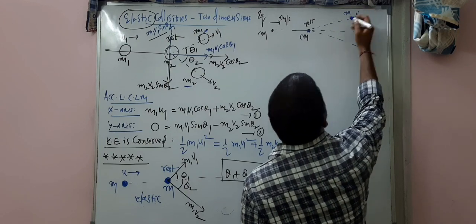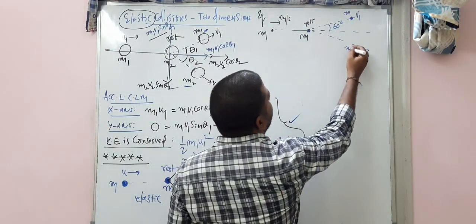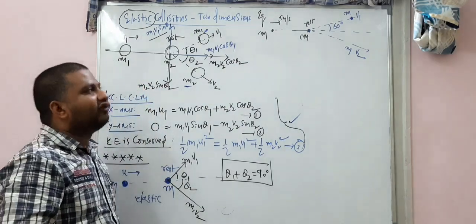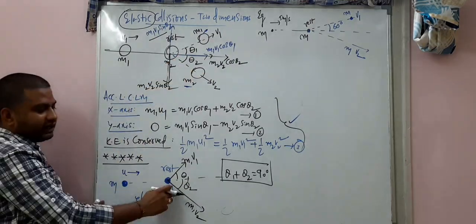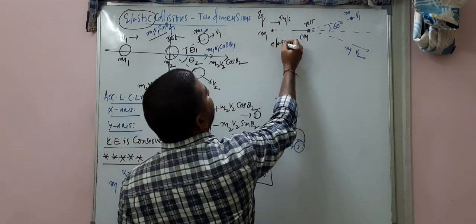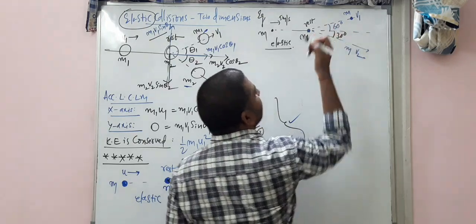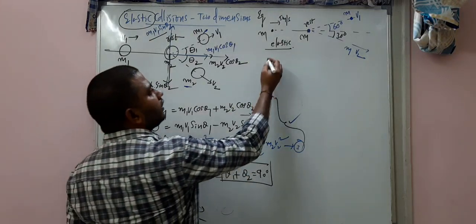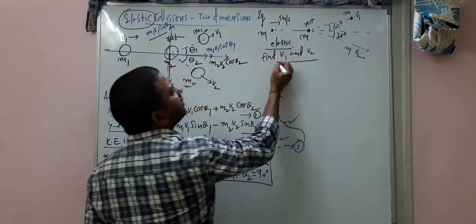This mass is moving with a velocity v1 at an angle of 60 degrees, as given. This is the mass moving with a velocity v2, at what angle is not given. What angle will it be here? Because in this case the masses are identical, the second mass is at rest, and it is an elastic collision, the angle definitely has to be 30 degrees, right? So the question is to find v1 and v2. That's the question.